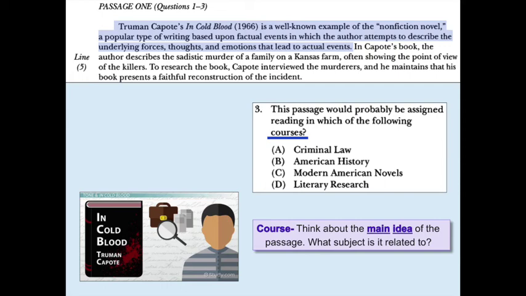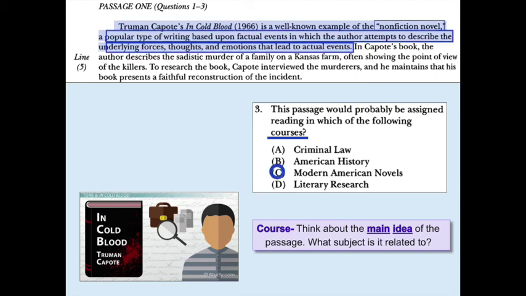Now let's look at the answers. What subject is most related to this first sentence? C. Remember, we already said that the majority of this sentence is about the nonfiction novel genre. So that best fits with American novels as a subject.